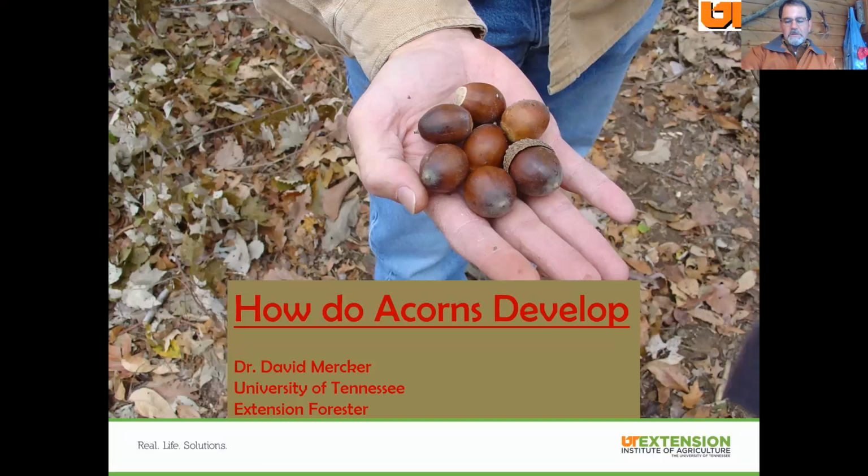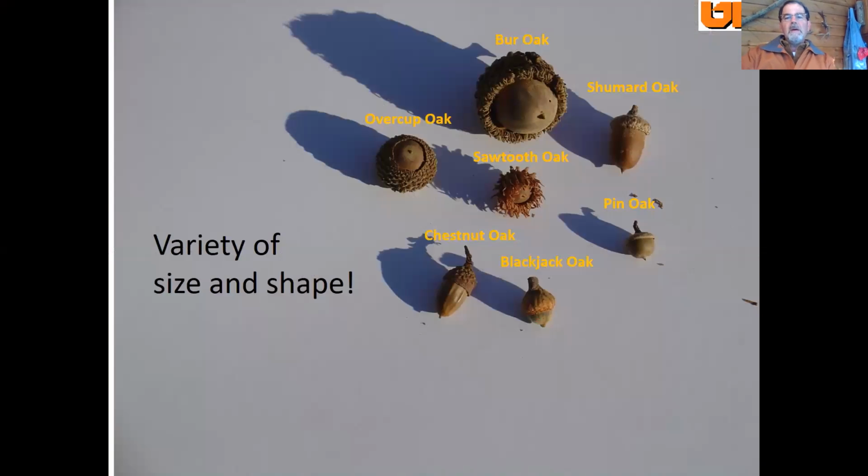So how do acorns develop? I've got a slide here just representing a number of acorns. You can see they come in a variety of shapes and sizes. The very top acorns are bur oak. It's typically found in lower areas, maybe around rivers and creeks and streams and so forth. Not a species that's real common to our state, but it's the largest of all acorns, and it is one of the white oak acorns.